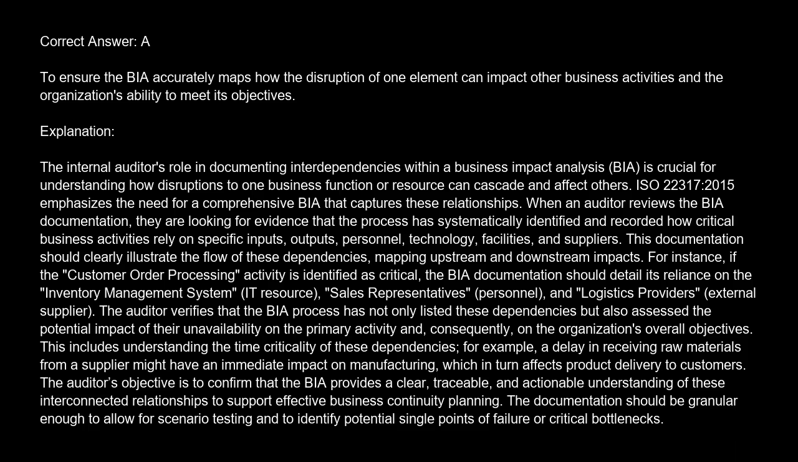For instance, if the customer order processing activity is identified as critical, the BIA documentation should detail its reliance on the inventory management system, IT resource, sales representatives, personnel, and logistics providers, external supplier. The auditor verifies that the BIA process has not only listed these dependencies, but also assessed the potential impact of their unavailability on the primary activity and, consequently, on the organization's overall objectives. This includes understanding the time criticality of these dependencies.